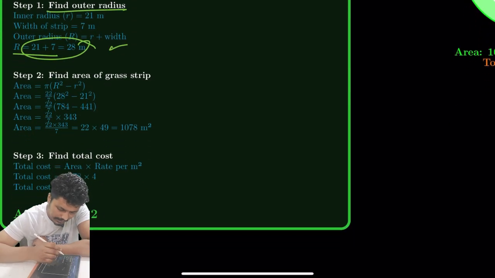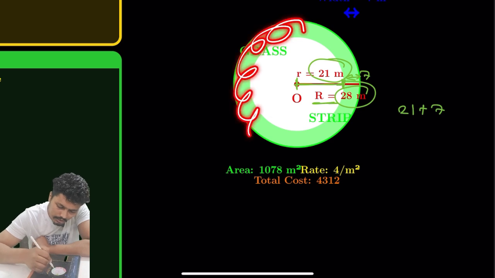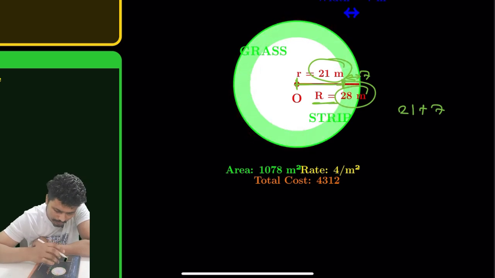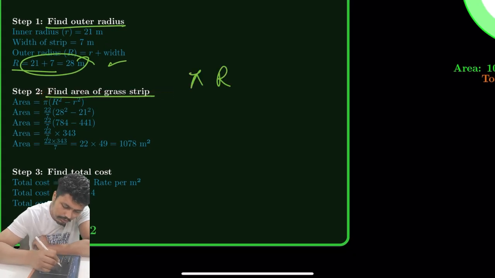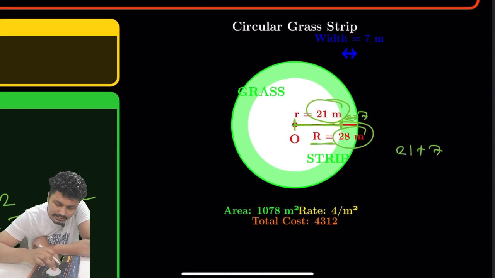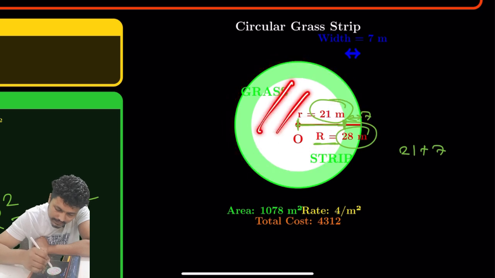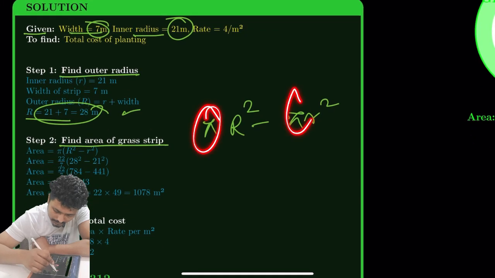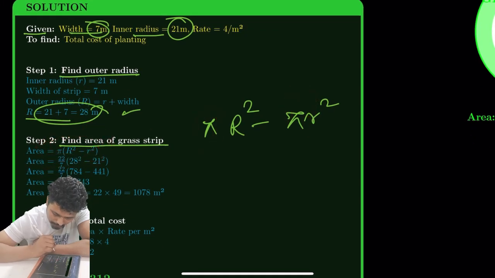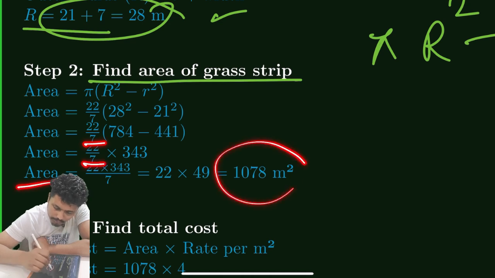Next, area. How much area is this grass? You are planting this grass, so find the area of this one. Area will be pi r square minus pi small r square. Pi r square means you find the whole area minus the inside one. And from here take pi common, you'll get pi times r square minus small r square. So pi is 22 by 7, r square is 28 square, small r square is 21 square. If you calculate, you'll find the area to be 1078.